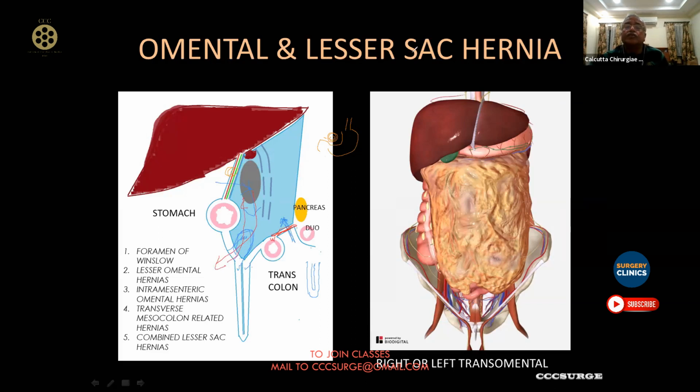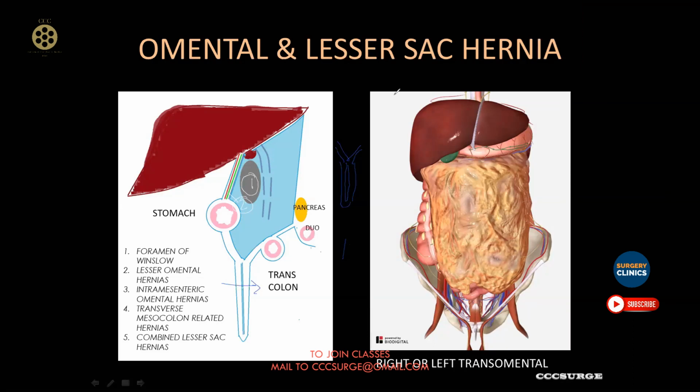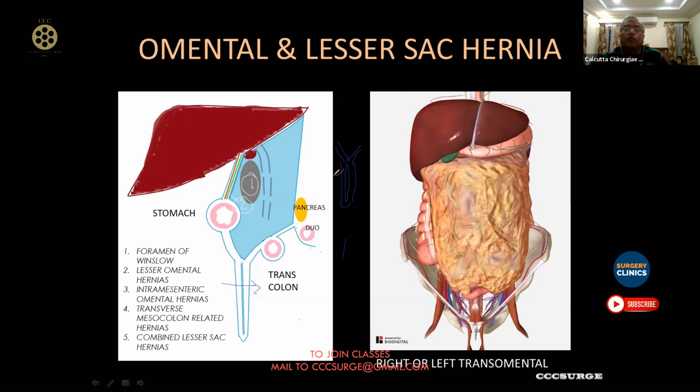But remember, there are four places through which you can have lesser sac hernias. Number one, let me take the white. Number one is foramen of Winslow. Number two is the lesser omentum. Number three is the greater omentum, but not through and through. If it was going through out here, it wouldn't form a lesser sac hernia, isn't it? If it's intramesenteric, what was intramesenteric? There are four layers out here. This hernia has gone in through two of the layers, but not the fourth. So now you have a lesser sac hernia.